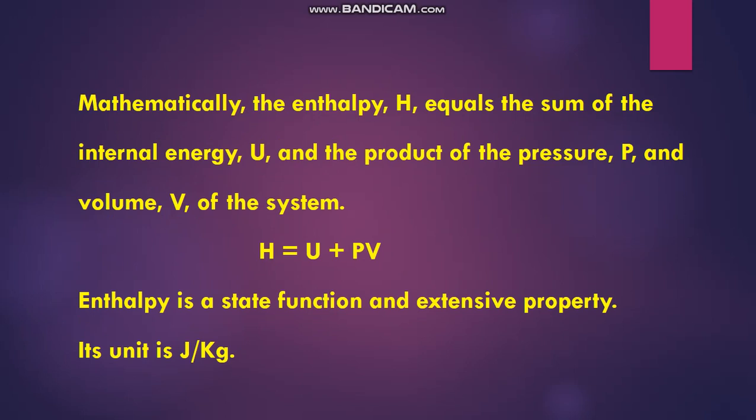Mathematically, we can represent the enthalpy as the sum of internal energy and the product of pressure and volume of the system. Here enthalpy is indicated by H, internal energy by U, pressure by P, and volume by V. So H is equal to U plus PV. Enthalpy is a state function and an extensive property. Its unit is joule per kg, so energy per mass units.